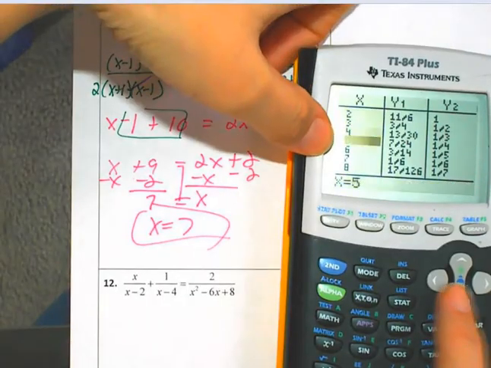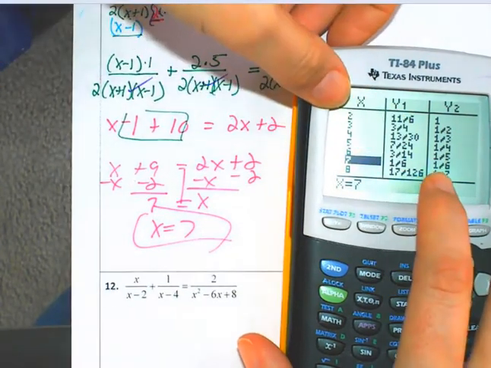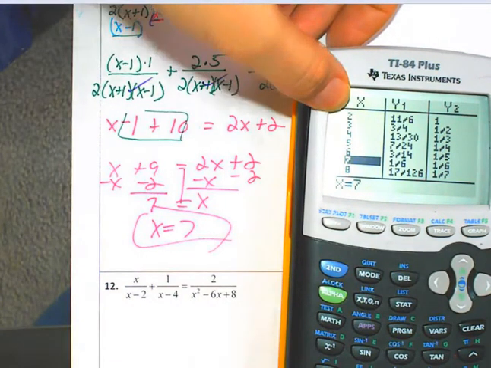and you could scroll down to what you got as x, and then the y1 and the y2 should be the same answer. So if they are, then you know you've done it correctly. So that's kind of a way to check your answer. Let's go on to number 12.